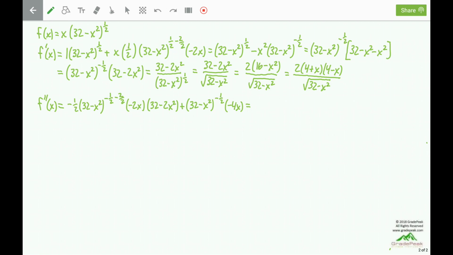For the first term, we can put all the constants together. Everything's multiplied here. We have a negative 1/2 and a negative 2. We can multiply the numerators. Negative 1 times negative 2 is positive 2 over the denominator 2. 2 over 2 is a 1. There will be an implied positive 1. We also have an x. There is a 32 minus x squared to the minus 1 minus 2 minus 3/2 power. And there's a 32 minus 2x squared.